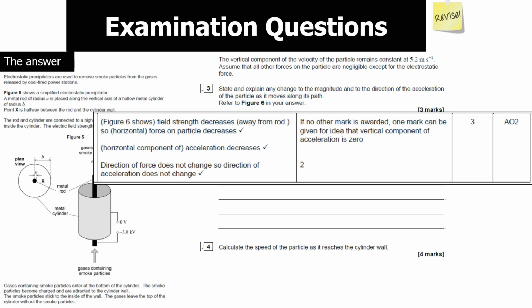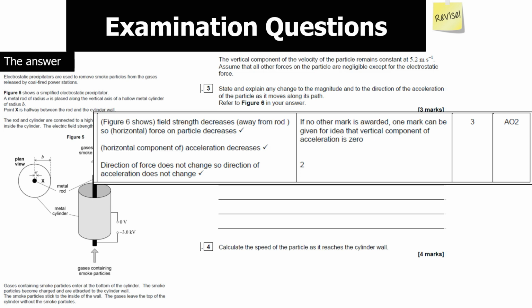Now we'll notice that the direction of the acceleration hasn't changed. There's been no alteration to the direction of the force or to the electric field's direction, sorry, not the field strength but the field's direction, so therefore the direction doesn't change but the magnitude does. And so you can answer both of those points in that question.